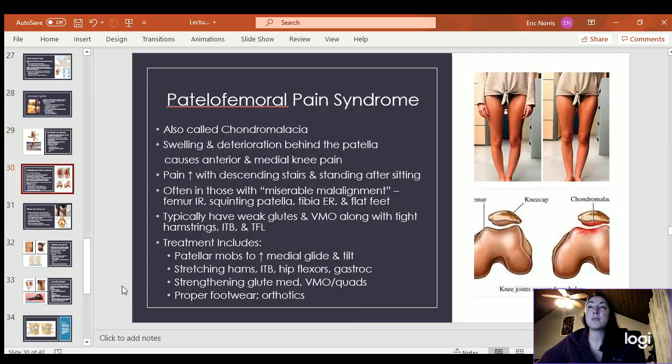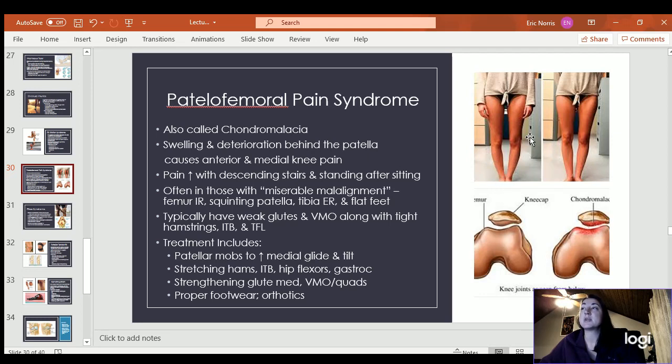All right, patellofemoral pain syndrome. This is also known as chondromalacia. So there's a swelling and a deterioration behind the kneecap. Typically, the patient will complain of anterior medial knee pain, so front and middle of the knee is where they feel a lot of this pain. And it's often diagnosed in someone with what we call miserable malalignment. Miserable malalignment is where the femurs are internally rotated, causing the patella to be squinting. Basically, they're facing each other rather than facing forward. The tibia will then have to externally rotate slightly, and the feet will be flat.